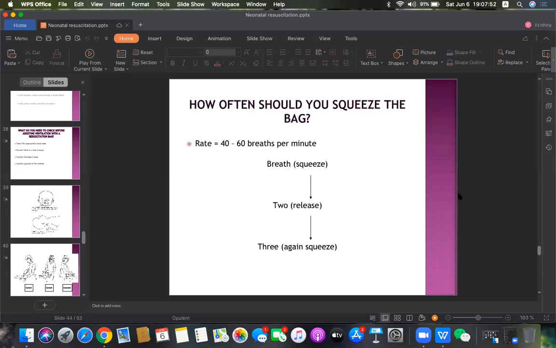So you squeeze the bag, okay, or you can count also 1, 2. In 1 you squeeze, in 2 you release, 3 again squeeze, 4 release, 5 squeeze, 6 release, like that. If you do like that, you don't need to exactly count how many times you have squeezed. It will automatically be in the normal range. But if somebody asks you what is the squeeze rate, it is 40 to 60 per minute.